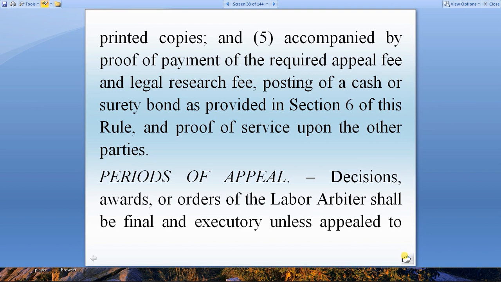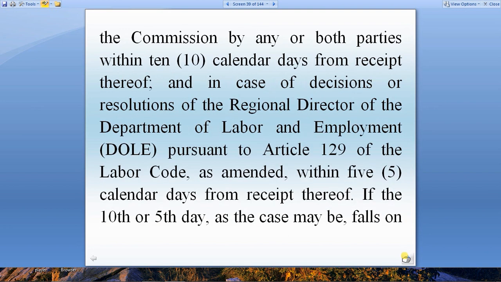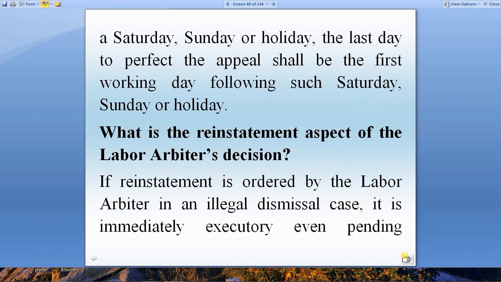Let us now proceed with the periods of appeal. The decisions, awards, or orders of the Labor Arbiter shall be final and executory unless appealed to the Commission by 10 calendar days. Yan. Pursuant to Article 129 of the Labor Code, in 5 calendar days from receipt thereof. 5 days siya, RD. Now, if yung 10 at 5 ay mag-fall on Saturday, Sunday, holiday, ay shall be the first working day following such day. So, kapag tumama siya sa holiday, Saturday, Sunday, mag-move siya ng 1 day. Papatak para dun sa araw na yun.